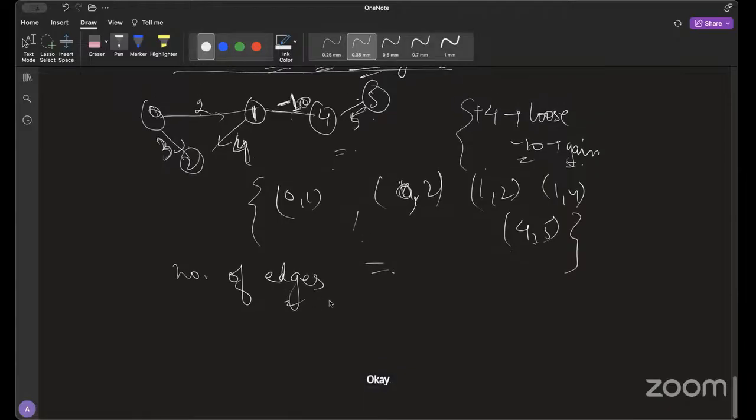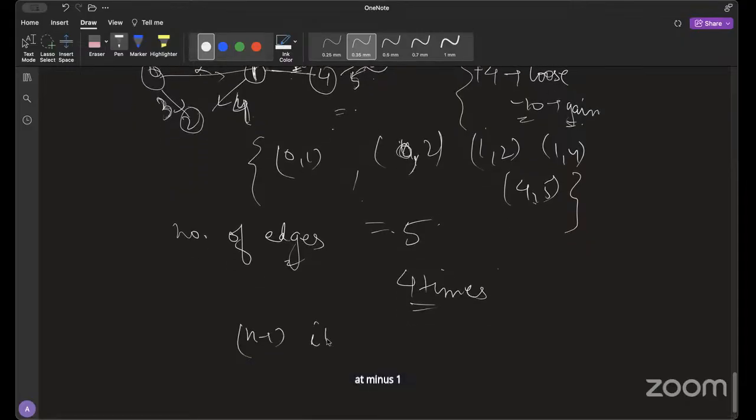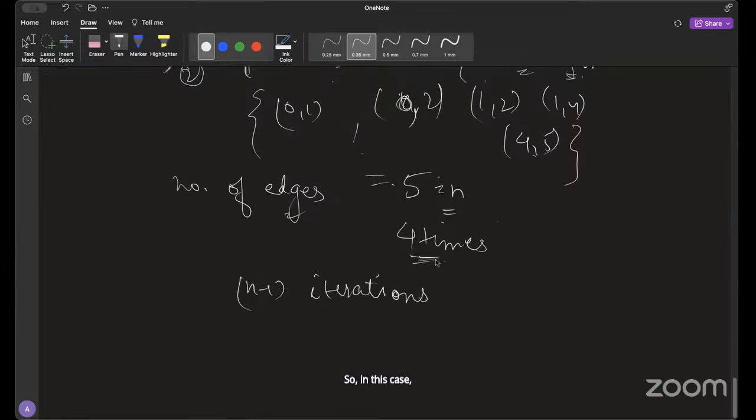Okay. So first you write down the number of edges. There are 5 edges, so you perform this thing 4 times. If you have n number of edges, you perform n minus 1 iterations, where n is the number of edges. In this case, you will perform 4 iterations. How do you do that?